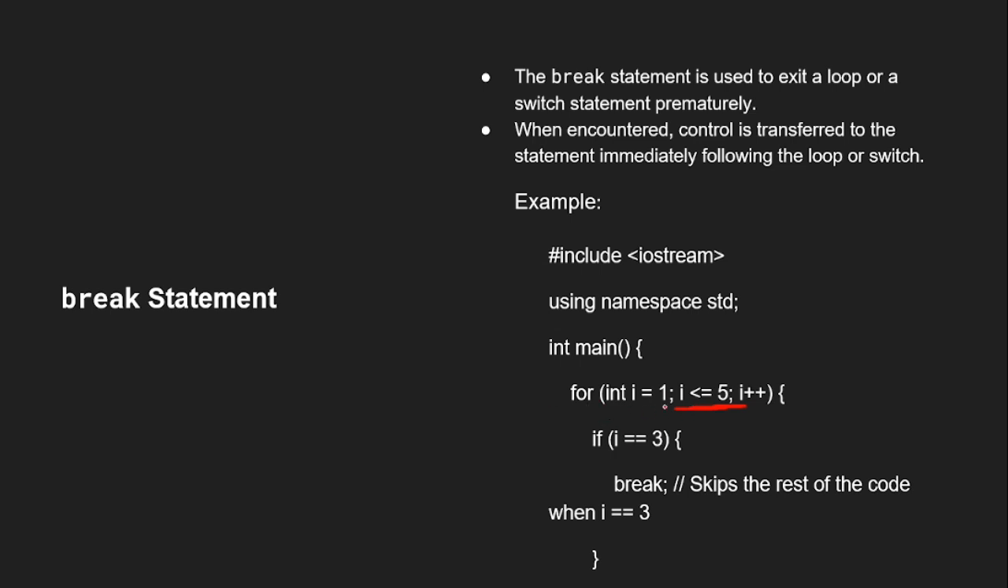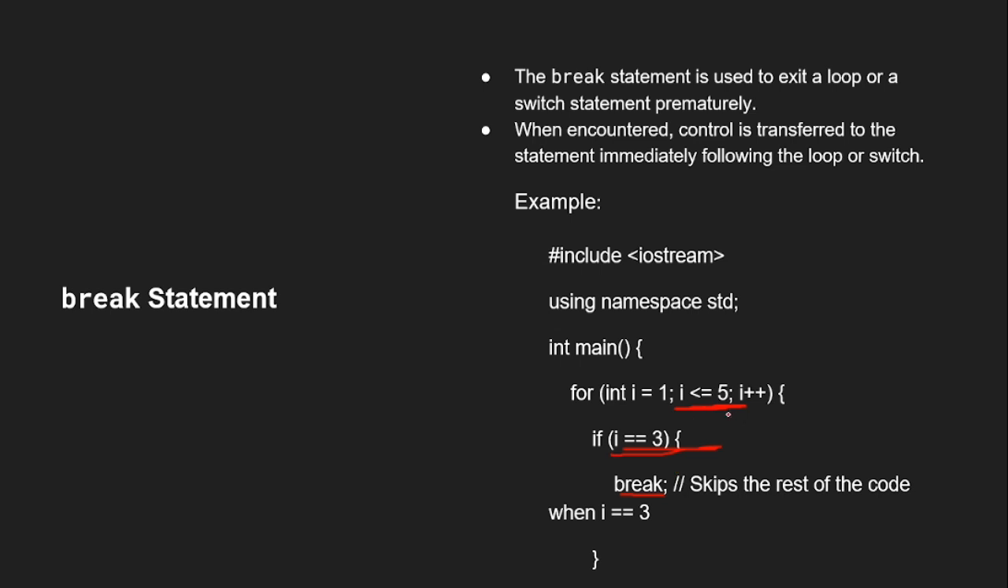We want to stop the loop when it reaches 3. That's why we use break. Simply, we use the if statement that I explained in the previous lecture. The if statement depends upon the condition. If i is equal to 3, then it will move inside the if statement. There is a break keyword that stops the loop, and only 1 and 2 will be printed on the screen.